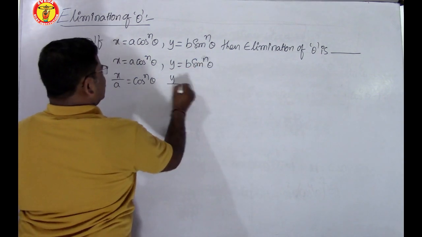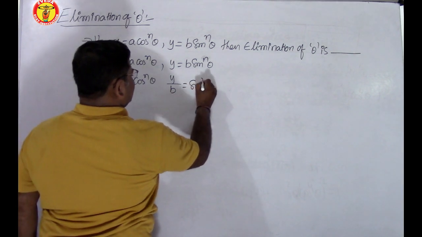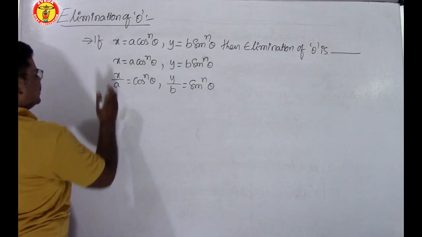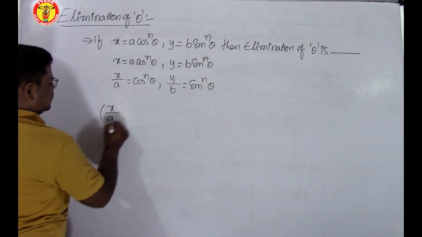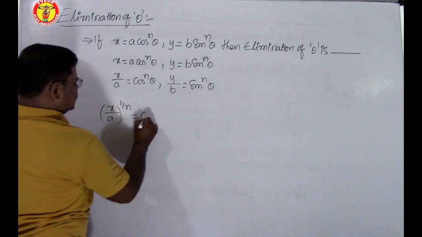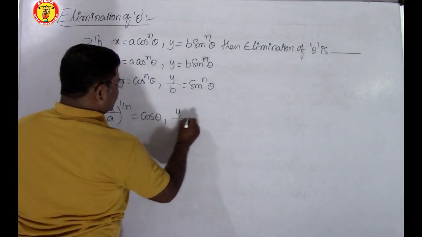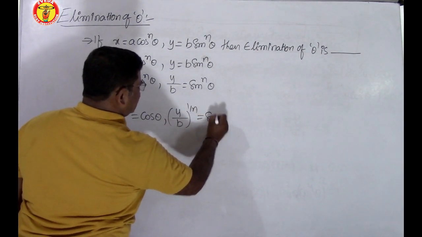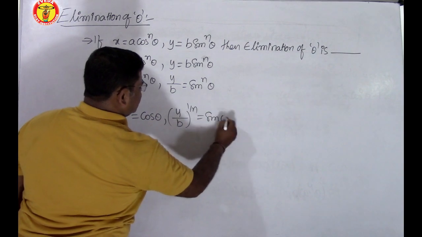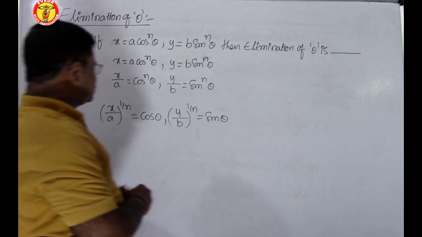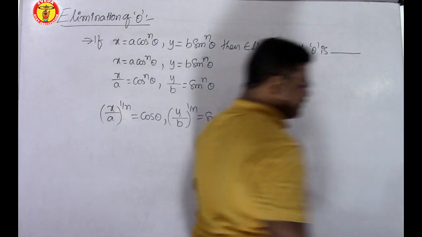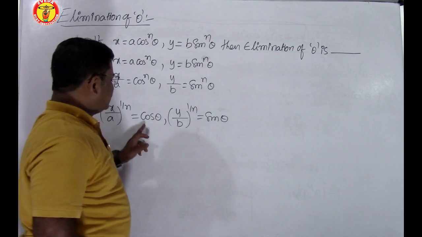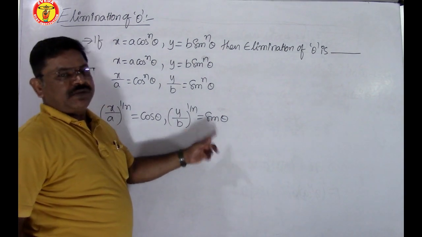So what should we do? y by b is equal to sin power n theta, we have to write. Now see, if I shift this power to the left side, what will it become? x by a whole power 1 by n is equal to cos theta, comma, y by b whole power 1 by n is equal to sin theta. Now see here, for these two functions, is there any power in terms of trigonometric functions? For cos and sine, is there any power now? Of course, maybe it is 1.